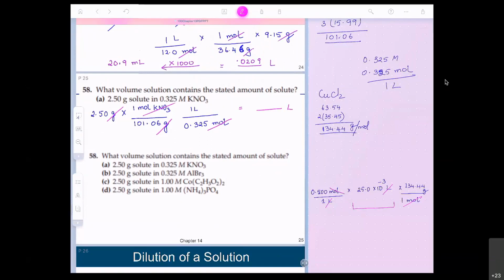So I'm getting to 3 significant digits. And those who like to convert it into milliliters can multiply by 1,000. So that'll be 3 significant digits, milliliters.